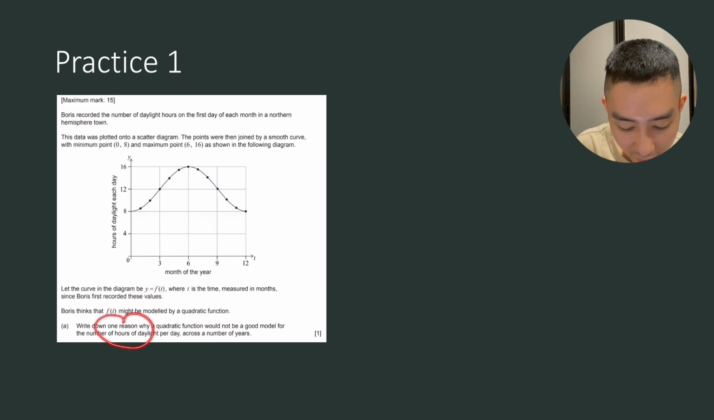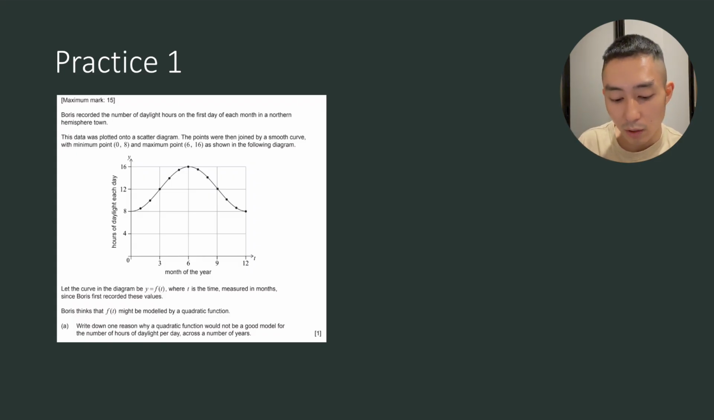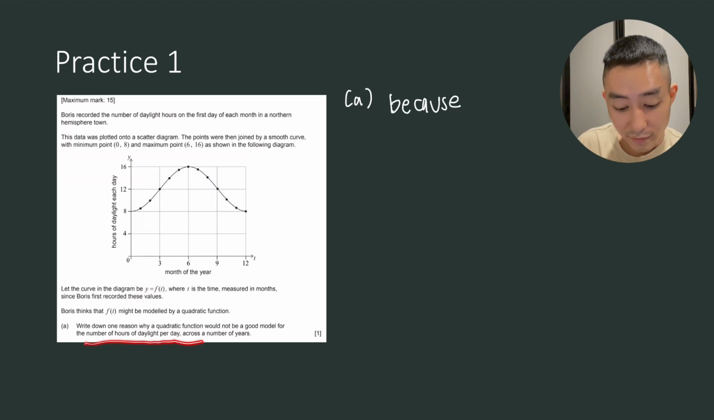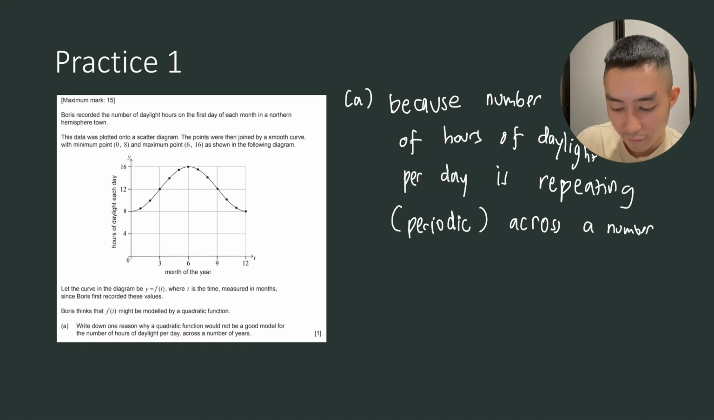So we need to write one reason why quadratic is not a good model. We can read again the context of the diagram, why the sinusoidal model would be more proper rather than the quadratic. Well, you can see that the daylight hours is periodic, right? It is repeating every day. So we can write that it is not a good model to be quadratic because the number of hours of daylight per day is repeating across a number of years.